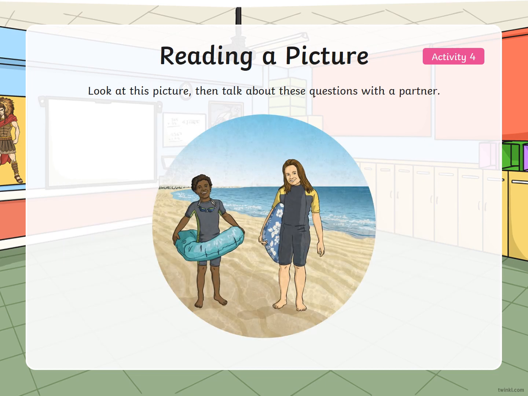Okay, so did you draw something similar to this? So Charlotte's a girl, she's a bit taller because she was older. They both got wetsuits on with the goggles. He's got a turquoise ring around his waist, and Charlotte's got a blue paddleboard with white flowers. And as you can see, the weather was nice and they're both looking happy. So did you draw something similar?